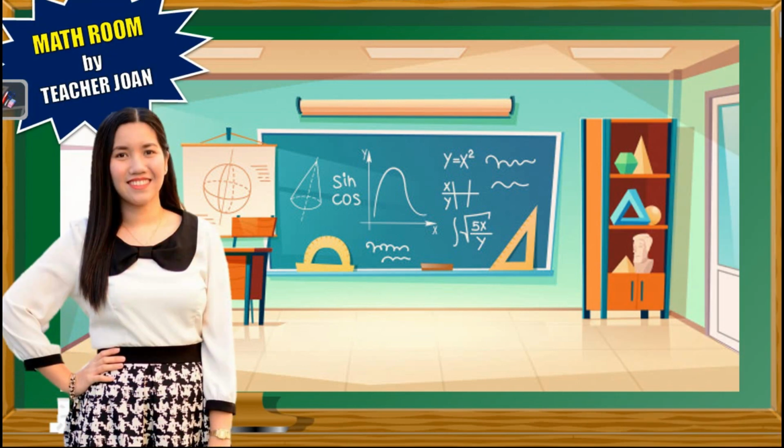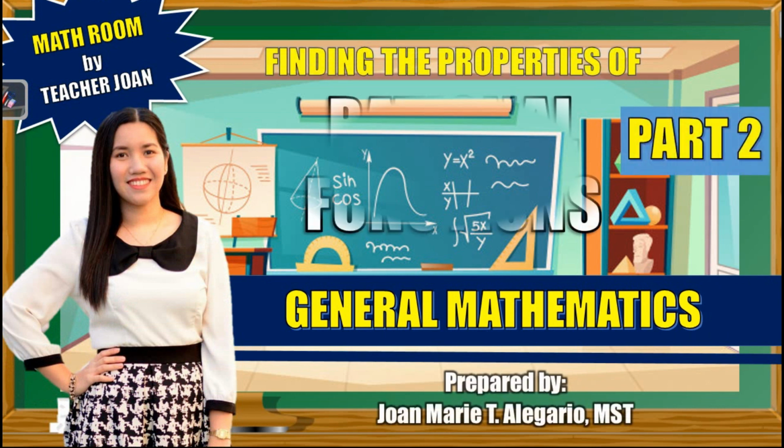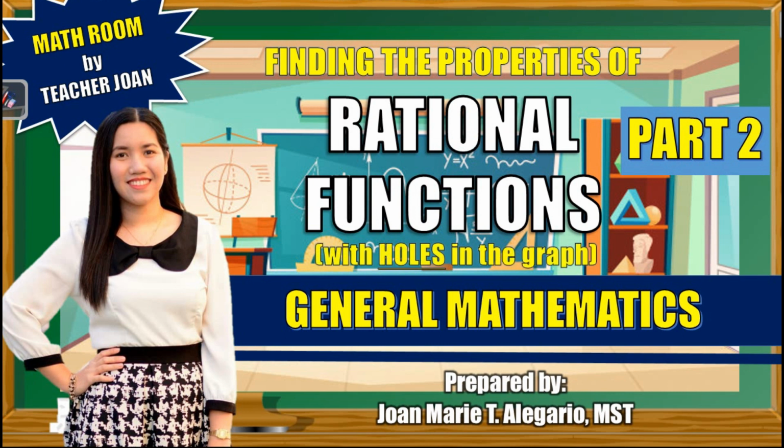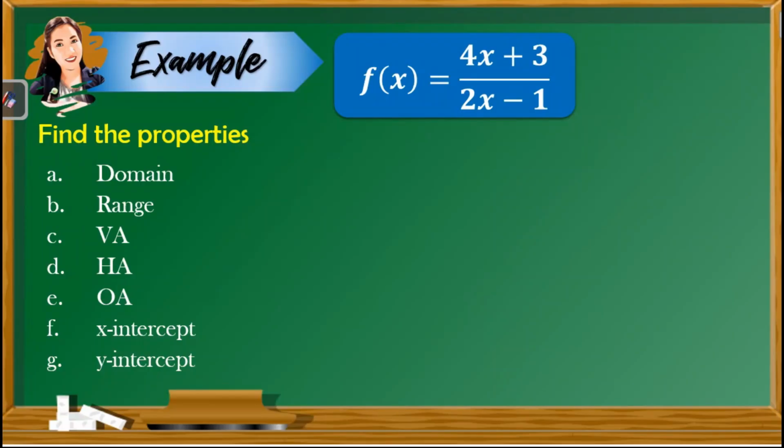In this video, we are going to learn about a lesson in general mathematics, and this is part 2 of our topic about finding the properties of rational functions with examples having holes in the graph. In the previous video about rational functions, we defined and discussed how to find each property of a rational function, referring to the domain, range, asymptotes, and intercepts. As you can see in this slide, this provides the summary on how to find each property. Now, let us apply these properties to our example.